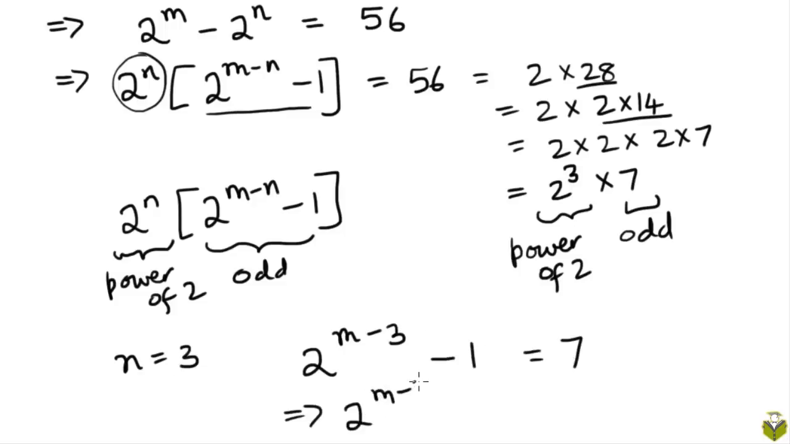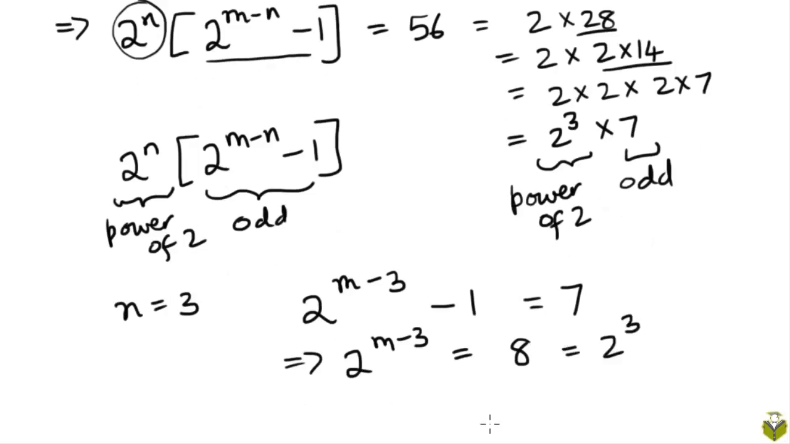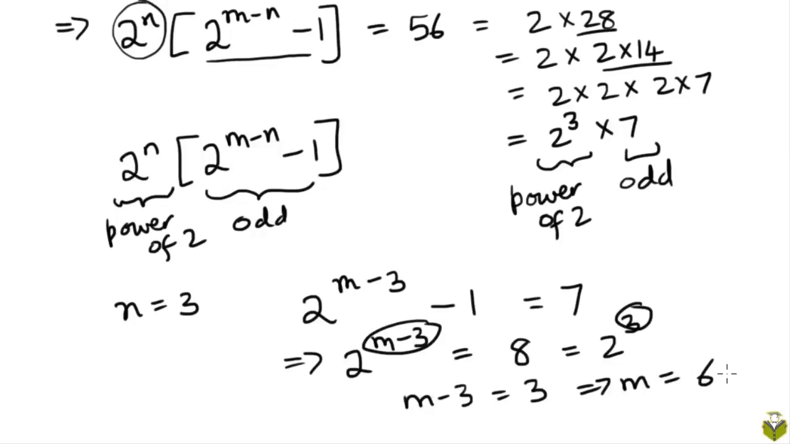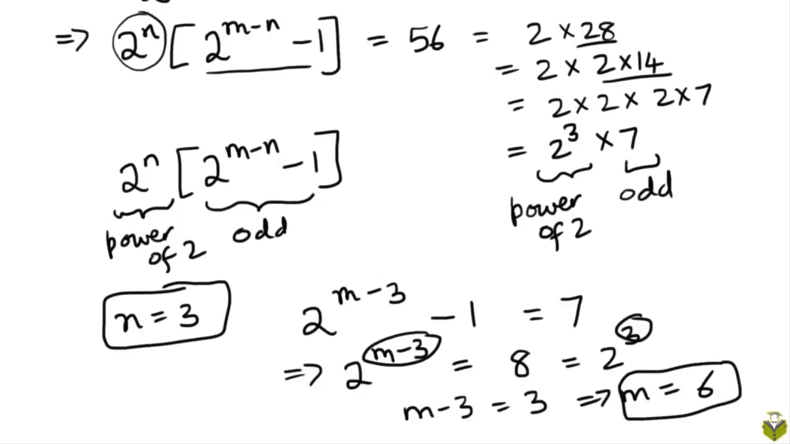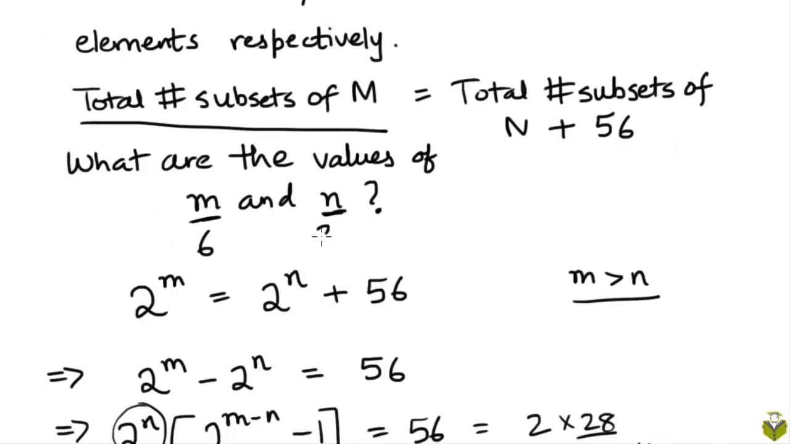So 2 to the power m minus 3, minus 1, would be 7. So 2 to the power m minus 3 would be 8, and 8 can be written as 2 to the power 3. So we can match the exponents now. m minus 3 is 3, so m is 6. m is 6 and n is 3. So the values of m and n are 6 and 3 respectively.